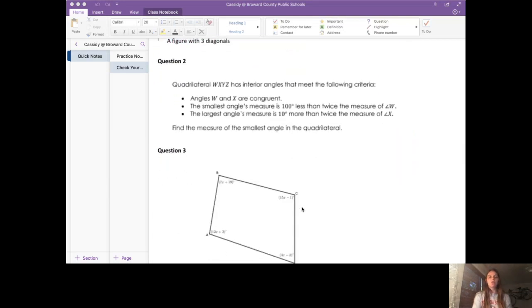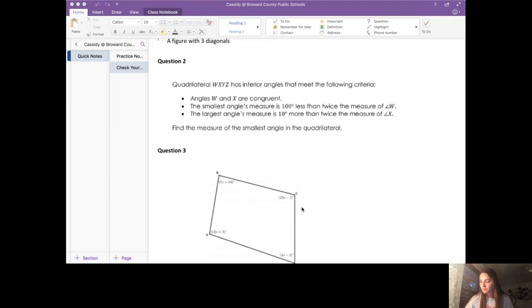Question number 2: quadrilateral WXYZ has interior angles that meet the following criteria. Angles W and X are congruent. The smallest angle measure is 100 degrees less than twice the measure of angle W, and the largest angle measure is 10 degrees more than twice the measure of angle X. This one is a little complicated. We're going to use a lot of space here, but that's okay.